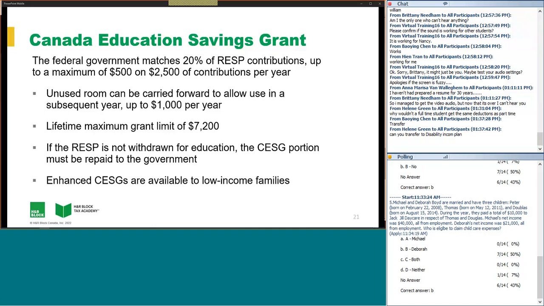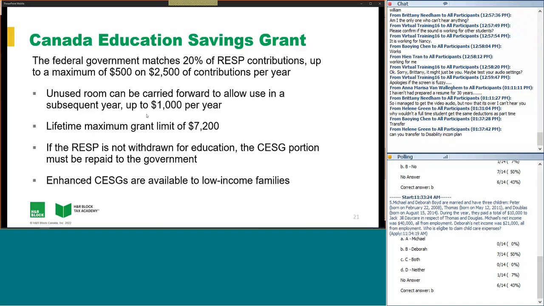You get room, the unused room, if you don't use it, you can use in a subsequent year. So if you can't put money in this year, you might be able to put money in next year and get the grant next year instead. Okay? We don't handle this other than to educate our clients. So if you have a client who is low income and they have a child and they're concerned about how they're going to pay for that child's education when they grow up, you can tell them, are you aware of the Canada Education Savings Grant?